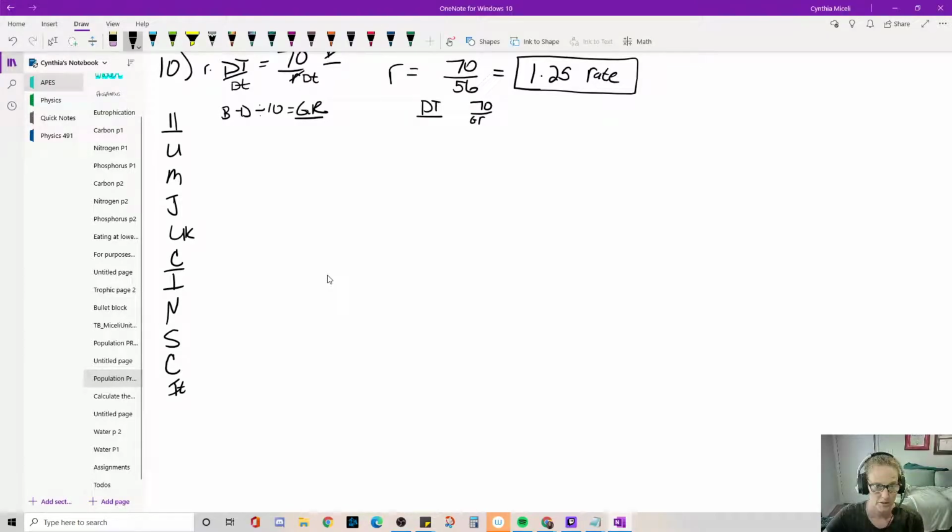So the US would be 0.5. Mexico's turns out to be 1.4. Japan was negative 0.1. The UK was 0.4. Not negative, just 0.4. My writing is bad. Canada was 0.5. India was 1.6. Nigeria was also 1.6. Whatever the S country is was 0.7. Canada's 0.4, and Italy was negative 0.1. And so then all you have to do is take this number and plug it in right there to get all these doubling times.